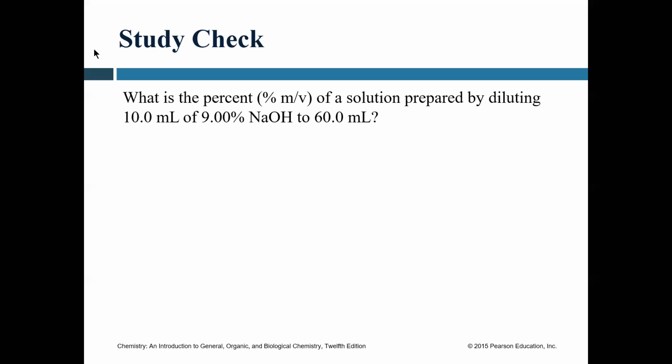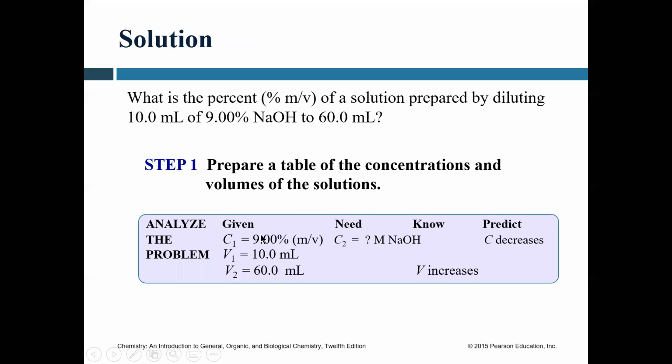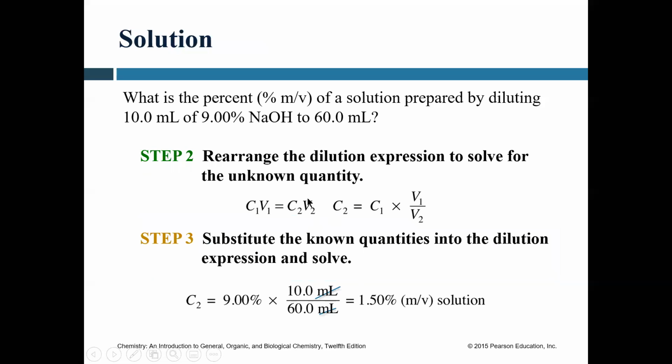Okay, so in this one, we're going to use C1 V1 equals C2 V2. We're trying to solve for C2, or the final concentration. If I'm going from 10 milliliters to 60 milliliters, I'm increasing the volume, which means I'm going to decrease the concentration. This is increasing by a factor of 6, so this should decrease by a factor of 6. When we plug it into our equation, we get C2 is equal to my initial concentration times 10 over 60, or this 1 to 6 value, or we get 1.5%. The concentration that it pops out should be the same units as the concentration that you started with.